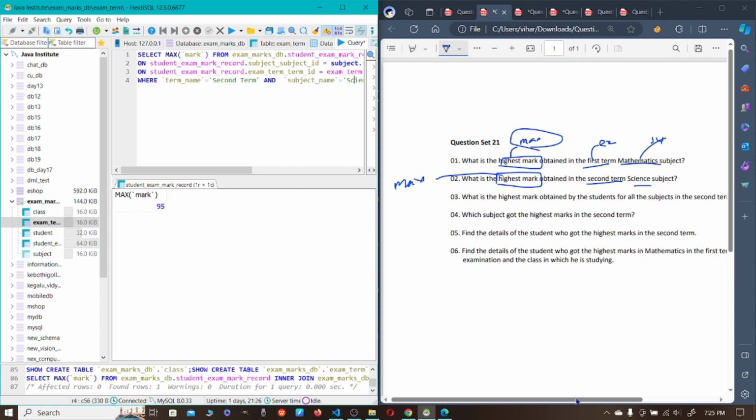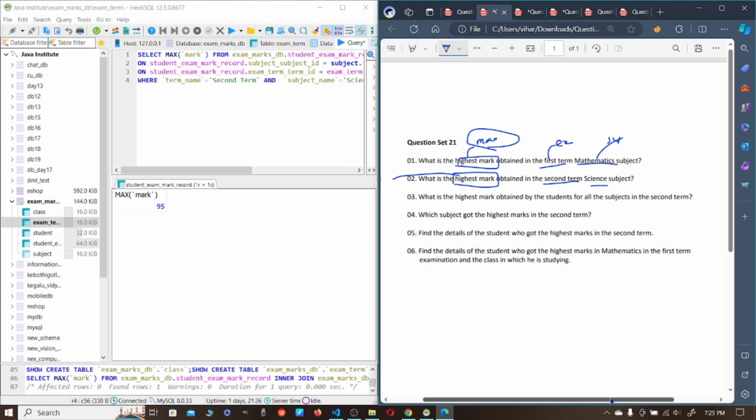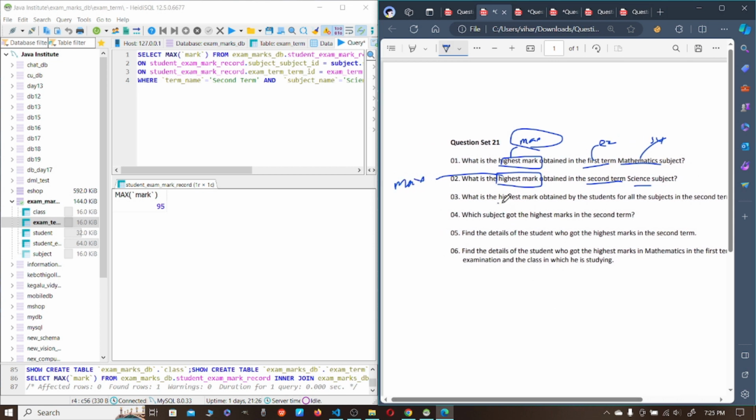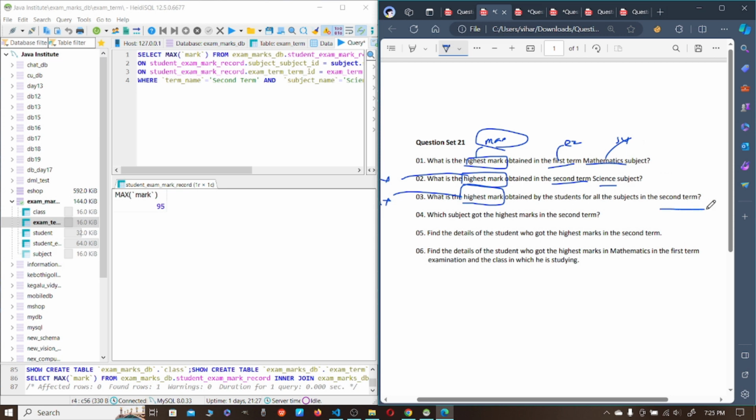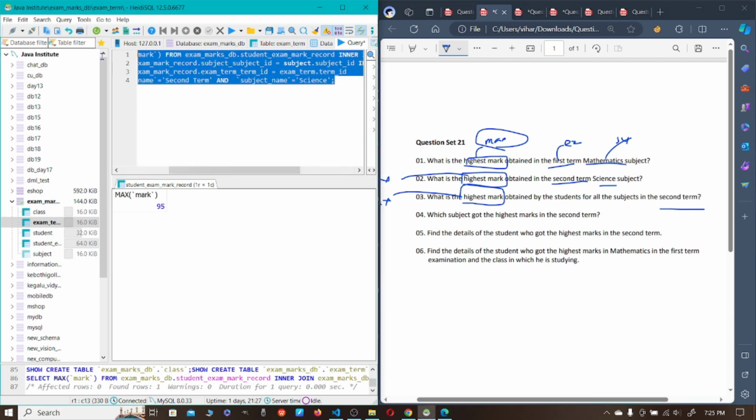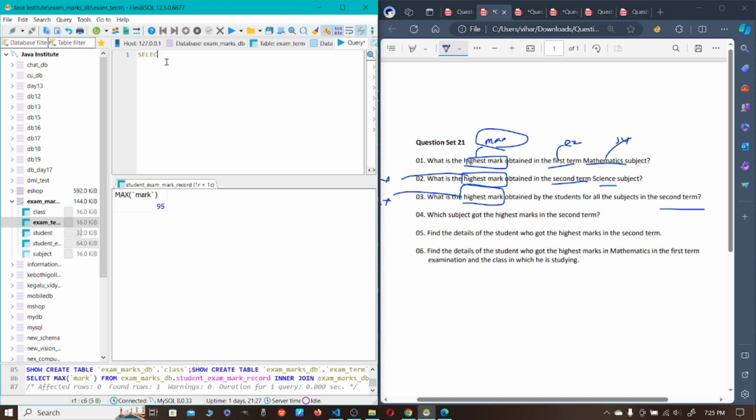What is the highest mark obtained by the students for all subjects in the second term? Once again, we have to find the maximum mark. That means we have to use the max keyword once again, and obtained by the students for all subjects in the second term. So we have to use the student exam mark record table and the exam term table. So two tables and the keyword max. This time, let's type our select query.